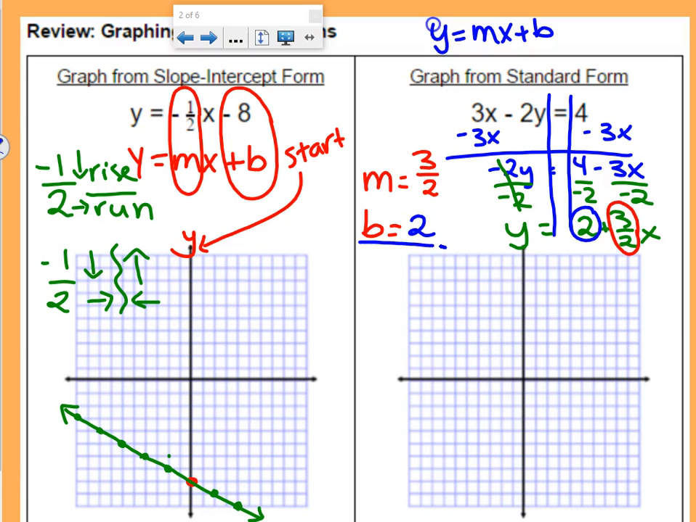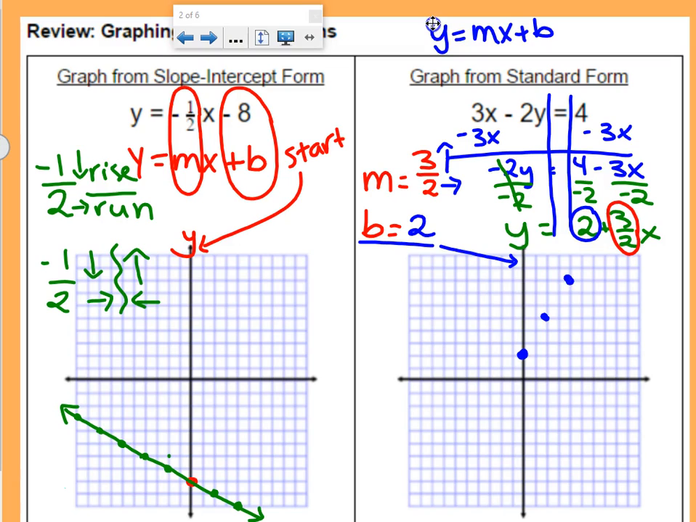Start with your b on your y-axis, find 2. So start in the middle of your graph, go up 2. Then use that slope. 3/2 means we're going up 3, right 2. Up 3, right 2.